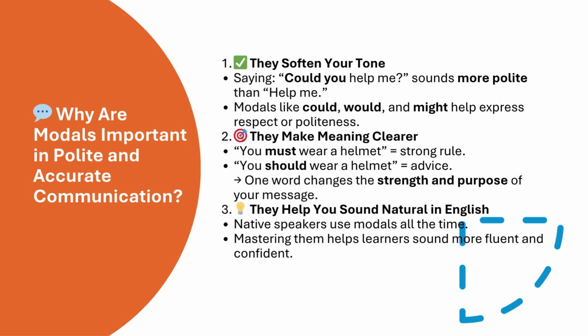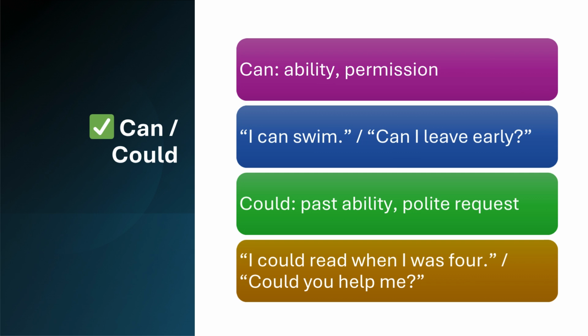So now let's get started with some modals with examples. First is can versus could. Can we use when we want to say something about ability or when we are asking for permission. For example, I can swim. That's my ability, so I'm using can in it. Or, can I leave early? Here, I want to take permission, so can I leave early?